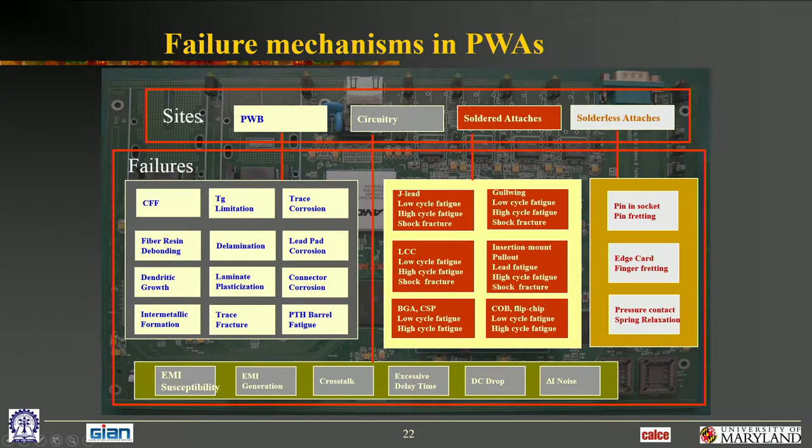So again, the printed wiring board material itself, the circuitry that's on the board, all the solder joints and attachments on it, those are all potential failure sites. They're failure mechanisms that are listed over here. In some cases, we've listed failure modes rather than mechanisms. But the point is there are models available for each and every one of these failure modes that the board designer can actually run, models, computer simulations, and make sure that there are no weak links in that design that'll fail too early.